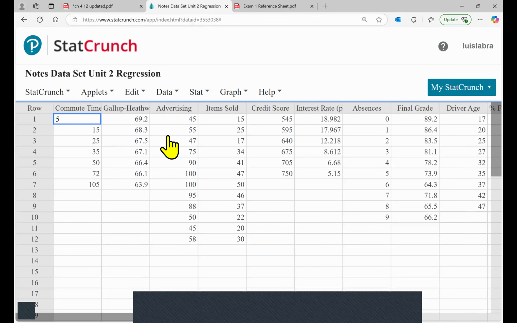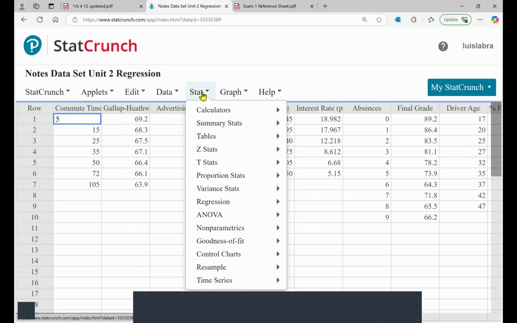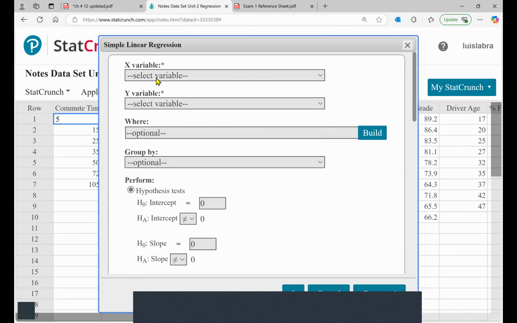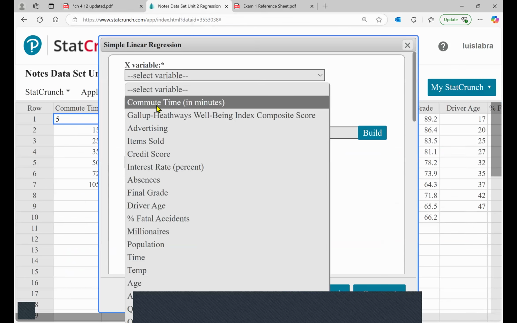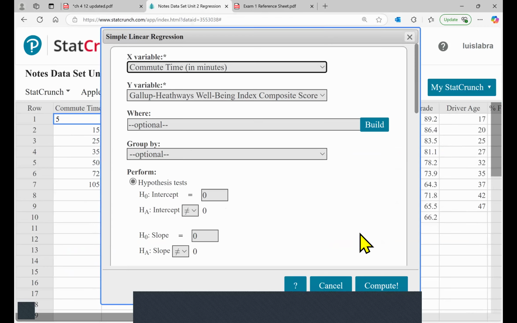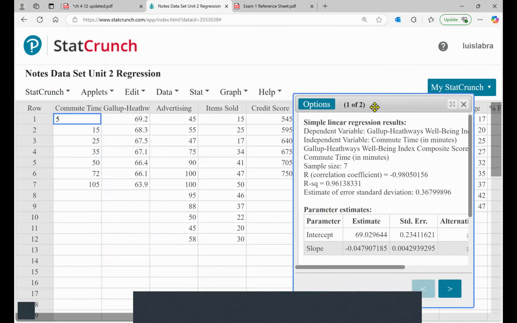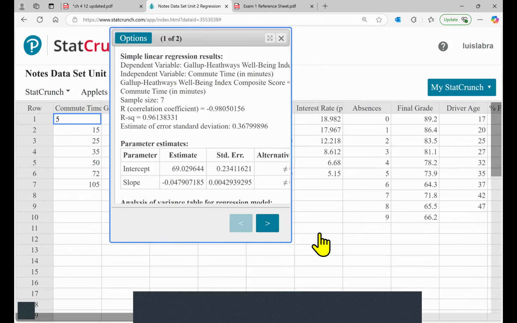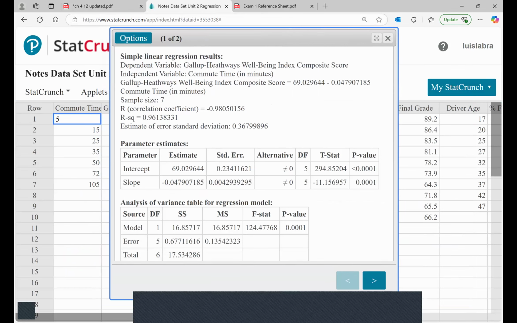So here's the data. And remember, it was stats, regression, simple linear. So all the other stuff we're not going to do, just simple linear, because it's a linear regression. And you tell it what the x variable is, as well as what the y variable is. And that's all that you have to do. Go ahead and press compute. And you're going to get this screen right here that has a lot of results.